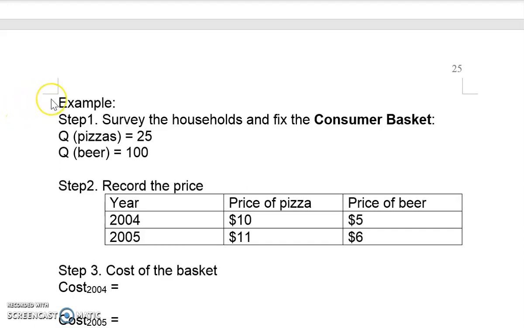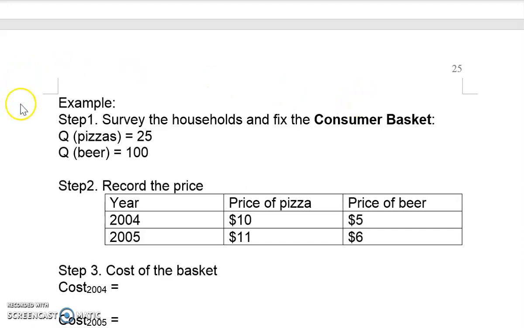Here is an example. Step number 1 is to survey the households and fix the consumer basket. Previously, I showed you how they survey the households with that booklet, enter it into the database, and then find out the average amount of consumer goods that the consumer consumes. Average means typical, so the consumer basket represents a typical American consumer who consumes that amount of consumer goods and services.